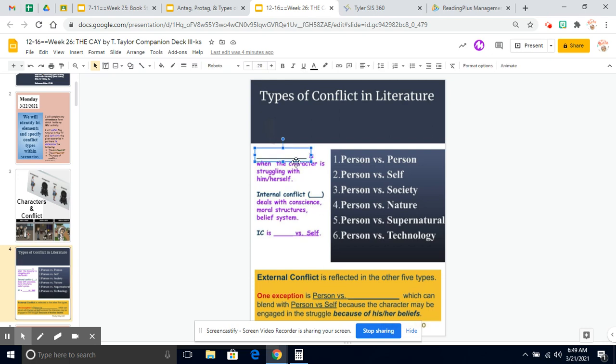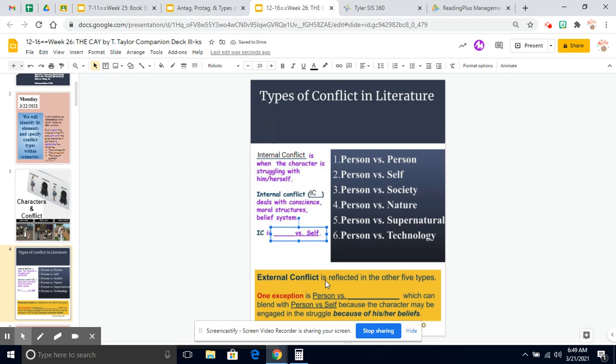Internal conflict is when the character is struggling with him or herself. You've put IC there, which would be your abbreviation for internal conflict. And then you're going to put person versus self right here.